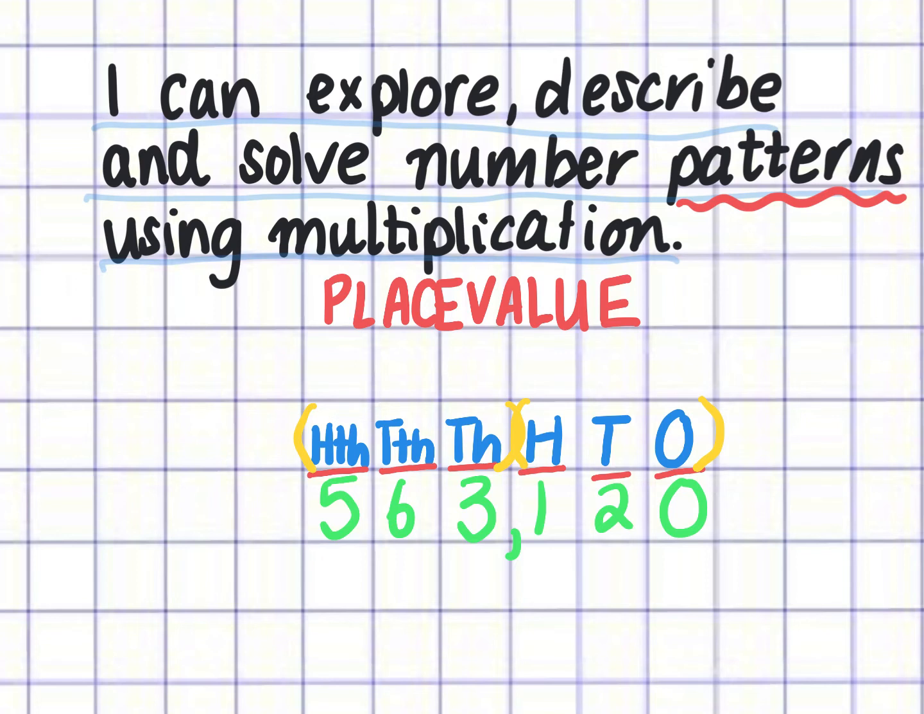So for this number, we know that this is 500,000. It has a 60,000, 3,000s, 100, 2 tens, and 0 ones. So I can read this as 563,120. Again, noticing how I broke it up. So we have 3 parts each.